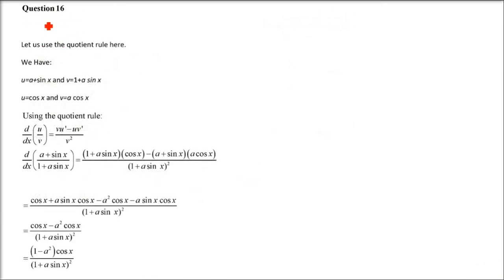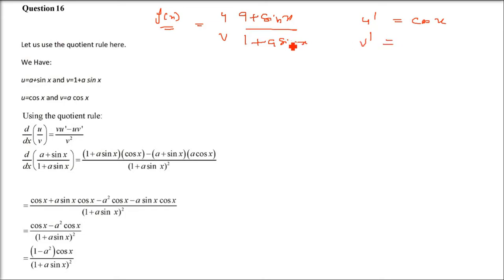We have question number 16 here. So we have a plus sin x divided by 1 plus a sin x. This is the function we are given. So this is again u by v form: a plus sin x divided by 1 plus a sin x. So this is u, this is v. So what is u dash? a is 0 and sin x will be cos x. So u dash will be cos x. v dash: 1 will be 0, a will come outside, sin x will be cos x. Now cos x and a cos x has come.